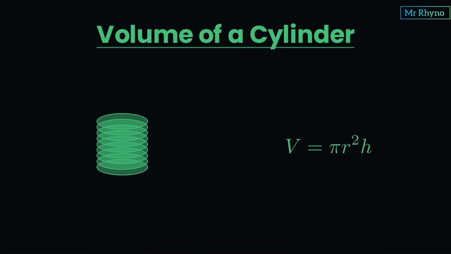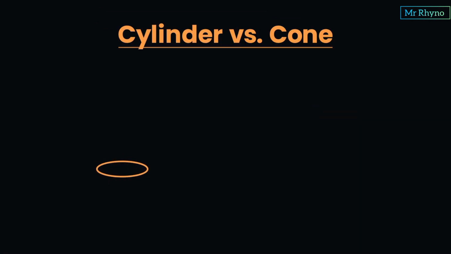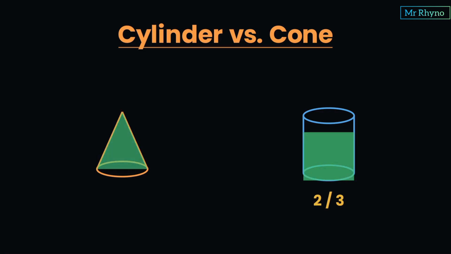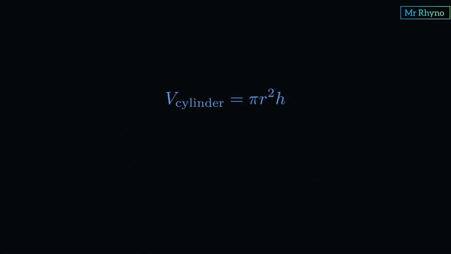Now comes one of the most beautiful discoveries in mathematics. Imagine a cone and a cylinder having exactly the same base and exactly the same height. That means one cone contains 1/3 the volume of a cylinder. Since the cylinder volume is pi r squared h, the cone volume becomes 1/3 of that. You never memorize it. You understand it.